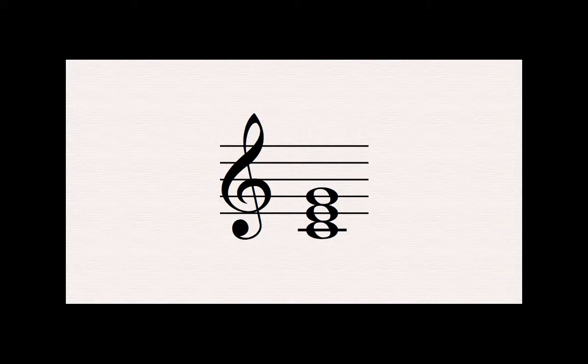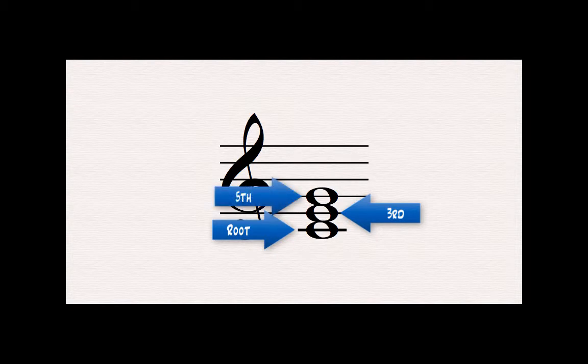So here we have the C major triad. We can see the three notes C, E, and G. The root of this chord is the C, and we can see that a third above that, the interval of a third, is an E. And the G is an interval of a third above the E, but also a perfect fifth above the C, the root of the chord. So a triad is made out of these three notes: root, third, and fifth.